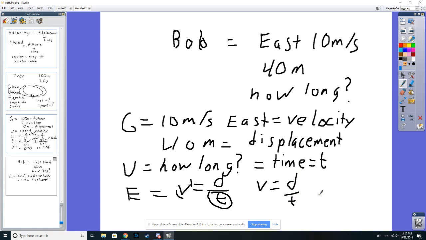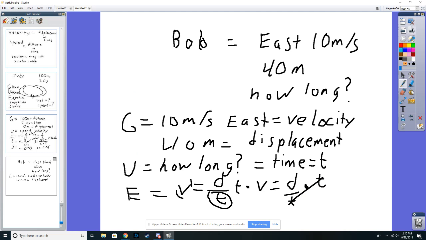So the important thing to remember in algebra is you can do whatever you want to an algebra equation, as long as whatever you do to one side, you do to the other. So first thing I'm going to do, I'm going to multiply this side of the equation by t, which means I have to multiply this side of the equation by t. Now, why did I do that? Because when you multiply something by the same thing as you divide by, they cancel out.